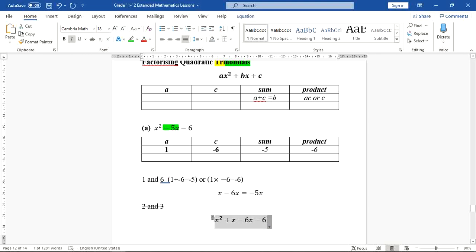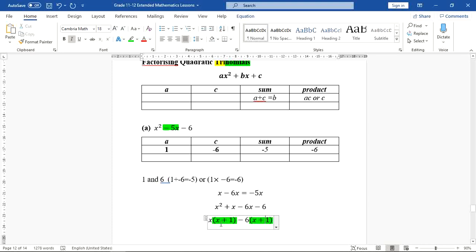4 terms. I can factorize by grouping. Let's do that. So the first two terms, the common factor is x, so x squared divided by x, I'll get x. x divided by x, I'll get 1, and then I have my first bracket. And then the last two terms also have a highest common factor of 6, so if I divide minus 6x by negative 6, I'll get positive x. And if I divide negative 6 by negative 6, I'll get positive 1.